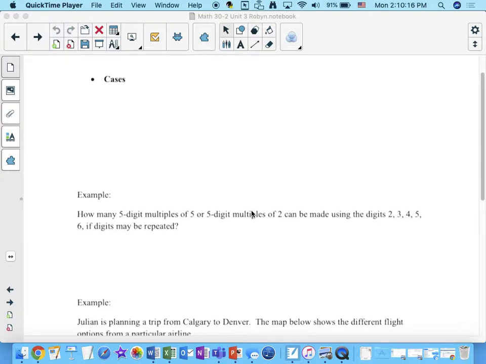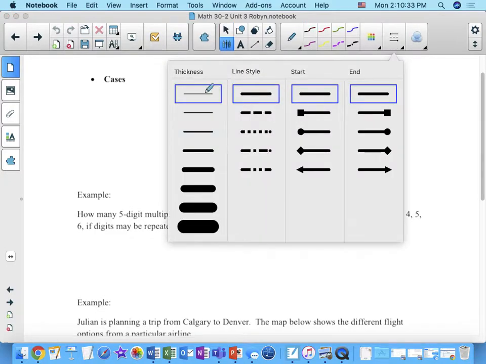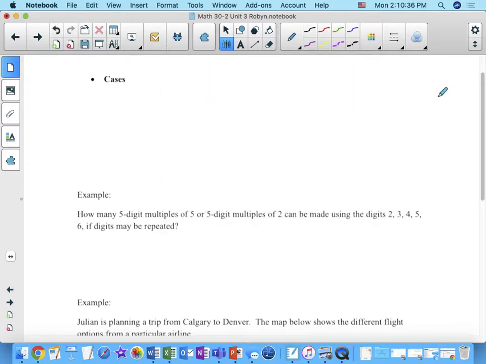Okay, so an example of cases would be something like, if I said something like this. I need to get to my pen. Okay. An example of cases would be if I asked, for example, how many 2-digit even or 3-digit odd numbers can you make? Okay, that would be an example of a case problem.